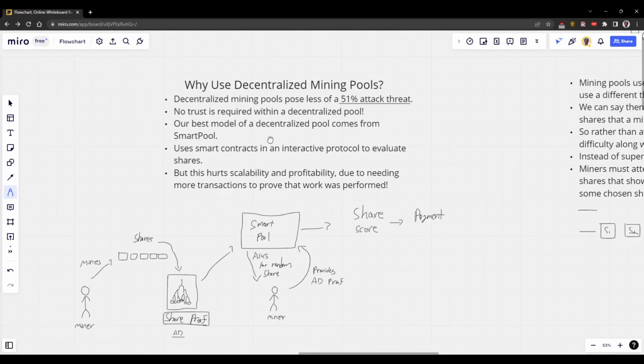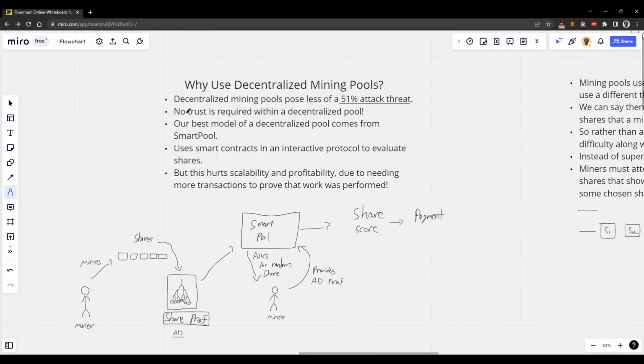So let's look at why to use decentralized mining pools, because the share processing algorithms have existed for a while in different Bitcoin mining pools, etc. So the question is, why do we want decentralized mining pools? The biggest thing is that decentralized mining pools pose less of a 51% attack threat. That's simply because all of the hash power is not controlled by a single entity behind the mining pool. Instead, decentralized mining pools are decentralized. There's no singular entity, so there's much less of a threat of a 51% attack on the blockchain itself.